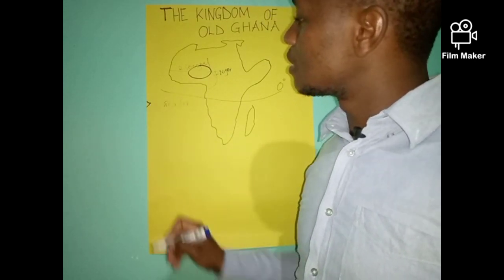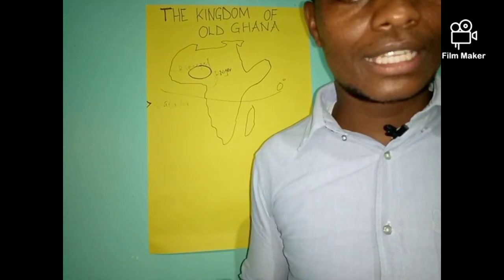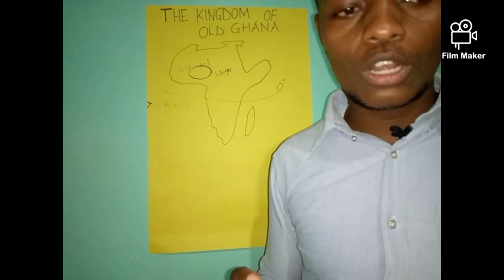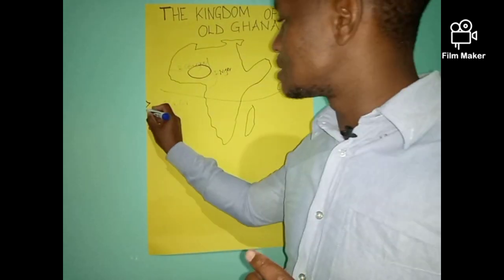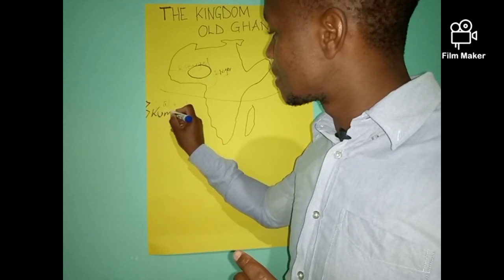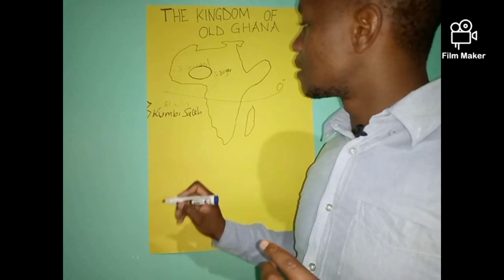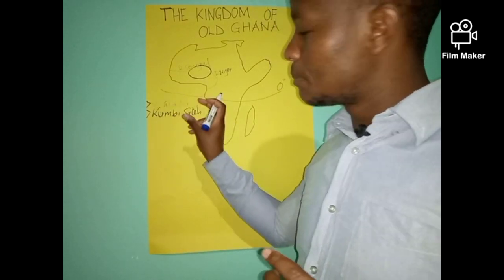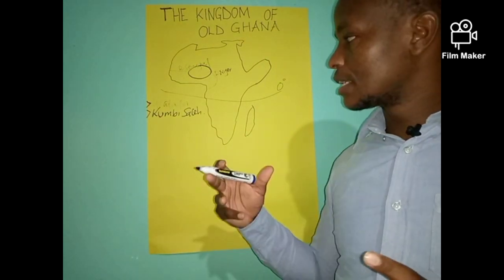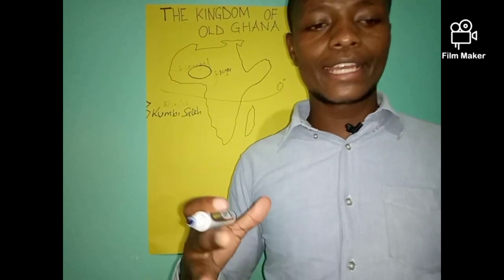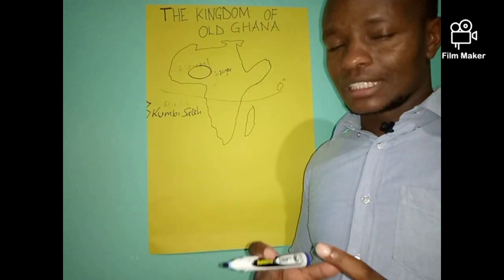This is the headquarter, and in some other books it is also called the Kumbi Saleh. The Kumbi Saleh is the headquarter. Walata is more of a trading point where gold was being mined, but the Kumbi Saleh is more of a headquarter.